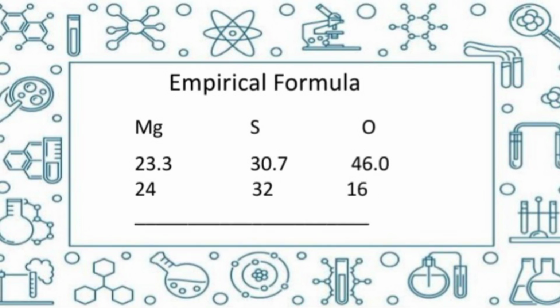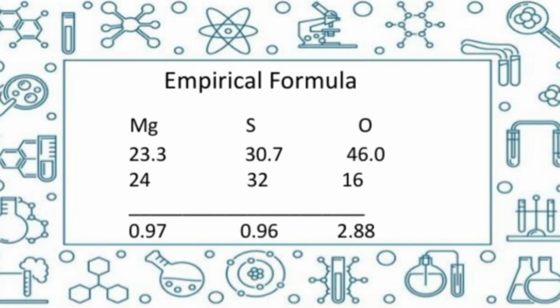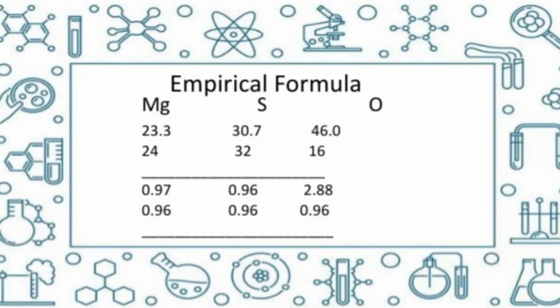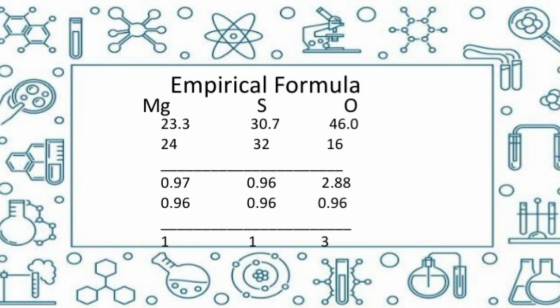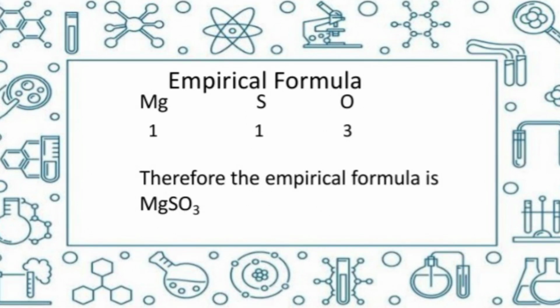Magnesium is 24. Sulfur is 32. Oxygen is 16. When you do the maths, magnesium becomes 0.97. Sulfur becomes 0.96. Oxygen becomes 2.88 approximately. Now pick out the smallest value and divide through again. The smallest is 0.96. If you use it to divide through, what you get is 1, 1 and 3 approximately. Therefore the empirical formula is magnesium sulfite.